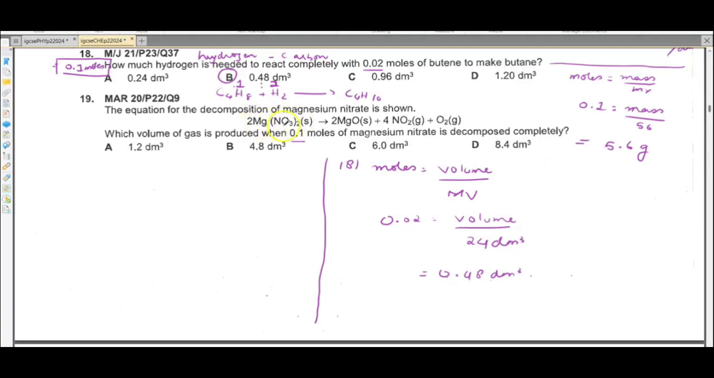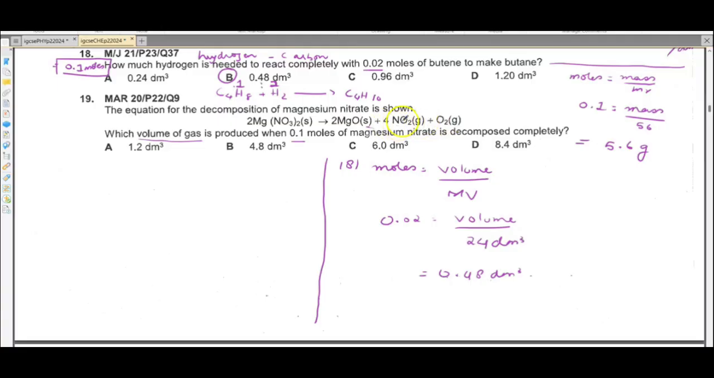We see that this was magnesium nitrate, which was a solid, and it was decomposed, and it produces magnesium oxide, which is a solid, and then it produced two types of gases. One was nitrogen oxide, and one was oxygen. Okay, now two gases have been formed, and they've asked us which volume of gas is produced. So they've not specified that volume. Do they require the volume of oxygen, or do they require the volume of nitrogen oxide?